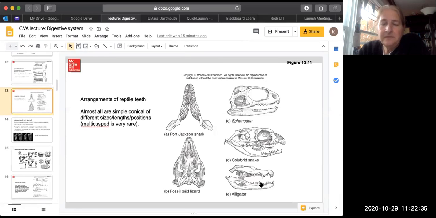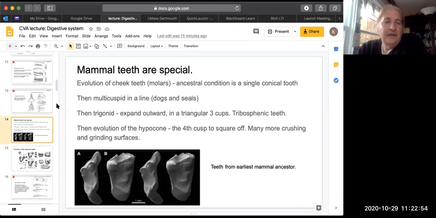Here's an alligator, another kind of lizard. It has a little more rounded teeth. And this one is a shark, actually. I don't know much about this one. Another variety. Okay, so the ancestors have the simple conical teeth and some diversity of where they put them in their mouth and how they sit them next to the bone.